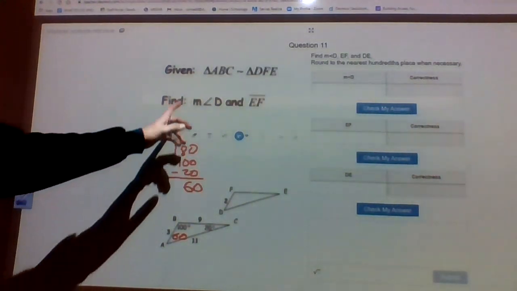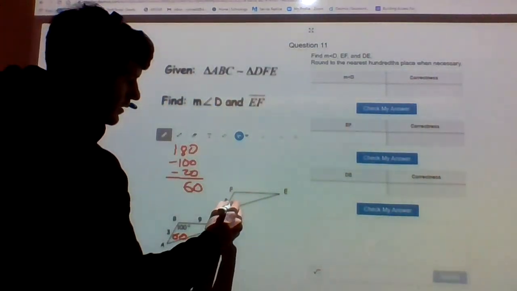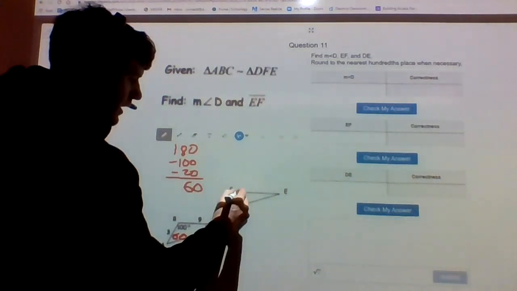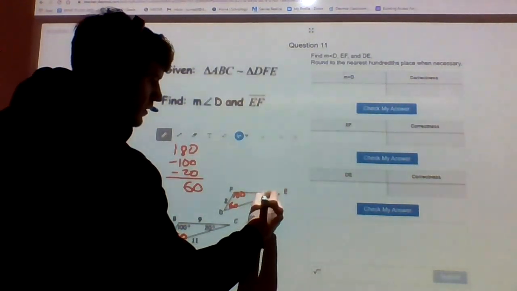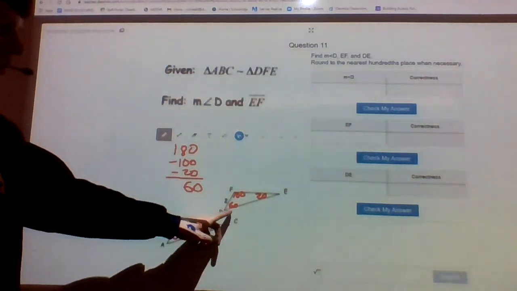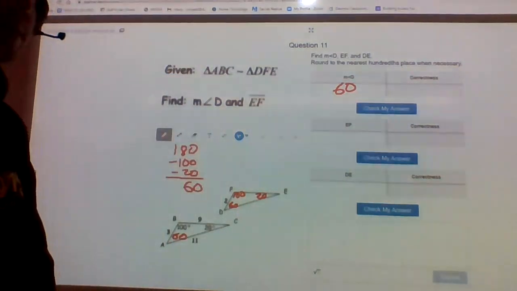Since the angles of similar figures are congruent, we know the measure of angle D is also 60. We know the measure of angle F is 100, and the measure of angle E is 20. So we're looking for the measure of angle D. That's going to be 60 degrees.